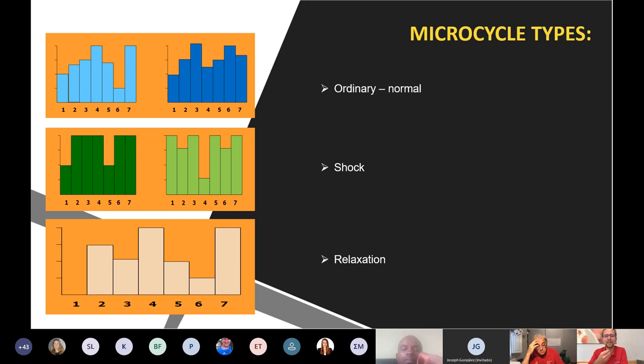So then the second one is the shock microcycle. It's characterized by a large number of training days and training units with high and maximum loads. And the proportion of these training sessions is more than 50%, as you can see in the middle. And then we do have the relaxation or recovery microcycle. It comprises a large number of training days and training units with low or moderate loads. And it's all the time better to overplan than to underplan.